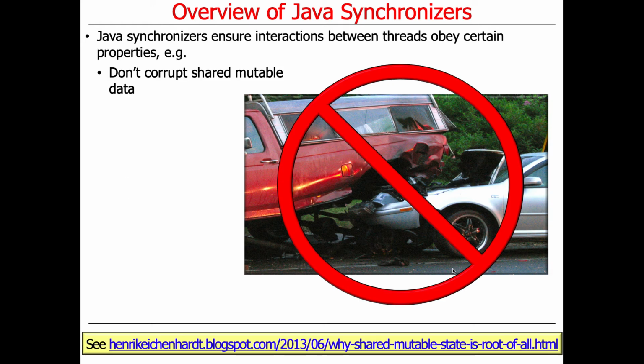So let's talk about some of the things that can go wrong. What are some of the properties that can be violated? Probably the most important property of all is not to corrupt shared mutable data, sometimes called shared mutable state. And if you want to amuse yourself, you can read this link, which has a title of something like, Why Shared Mutable State is the Root of All Evil.